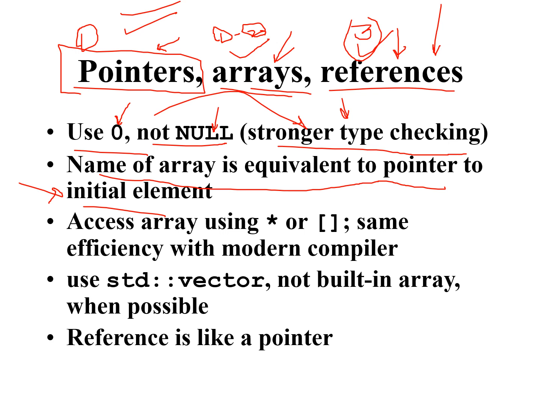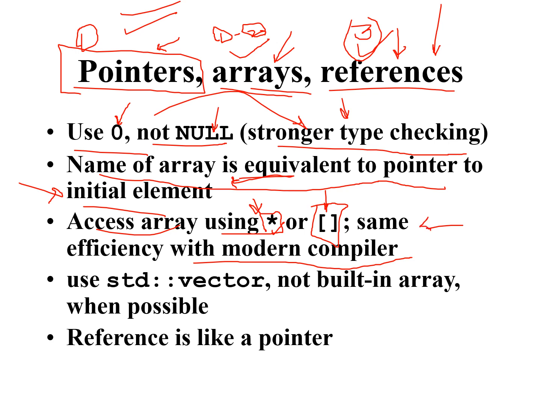I hope this is clear to you. And then, access the array using star. How can we access this array? By using this star. Or if you don't want to use star, then you can use the square brackets. Then, same efficiency with modern compilers, because they give the same efficiency with modern compilers also.